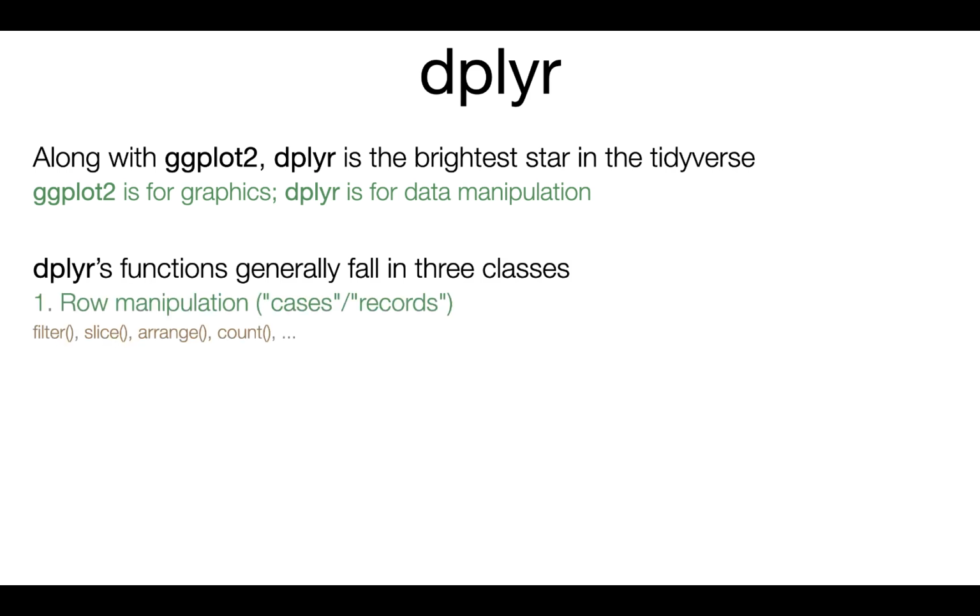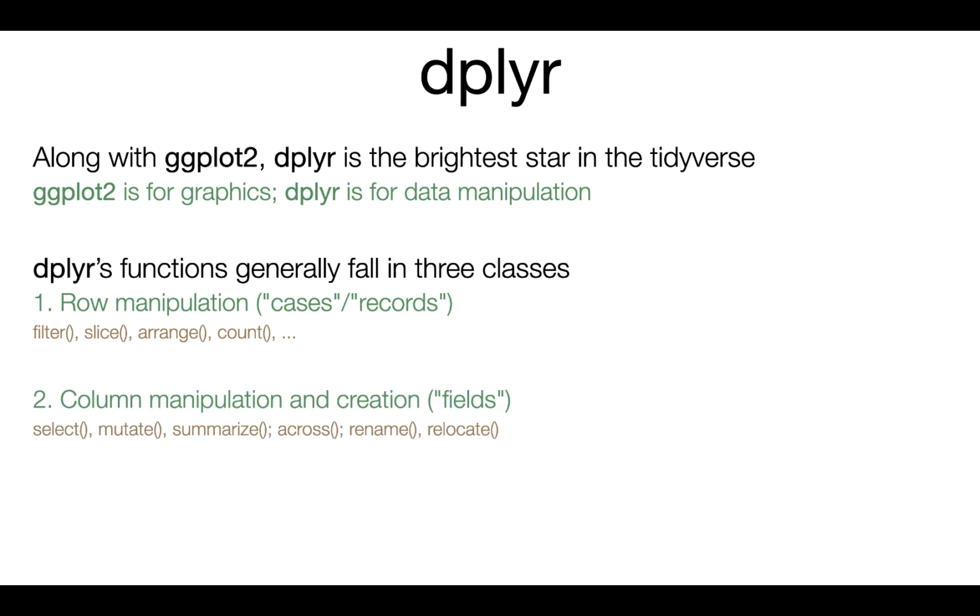The first class is row manipulation. In other contexts, rows get different names, so the rows of the dataset, since they're observations, may be called cases or records, and the functions associated with those that we want to know about are things like filter, slice, and so on. Next is column manipulation.